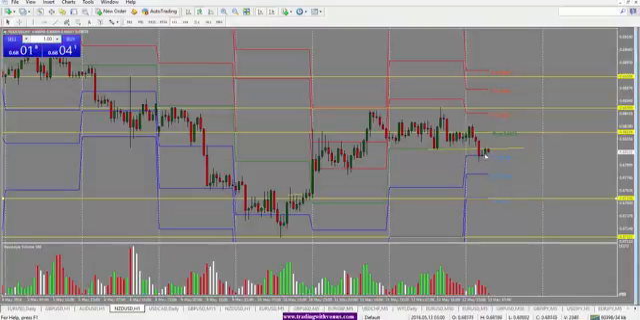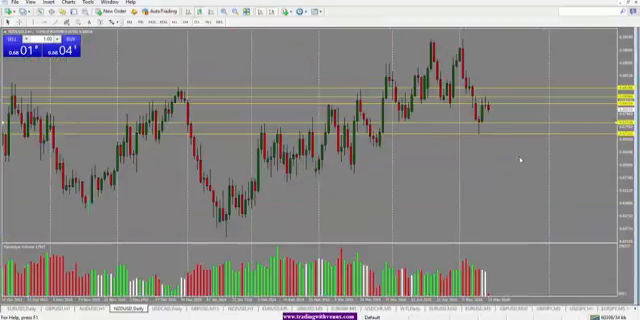Right now this does look like it wants to come down further. It looks bearish. Our daily close was quite bearish, big rejection up top and a doji close, so that would suggest a move to the downside.